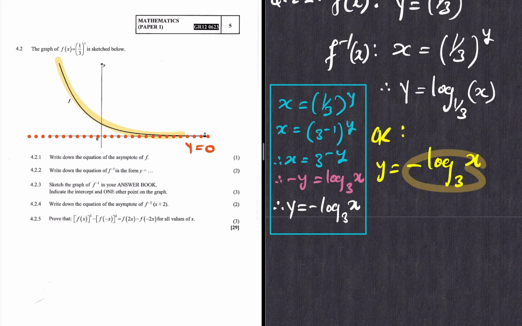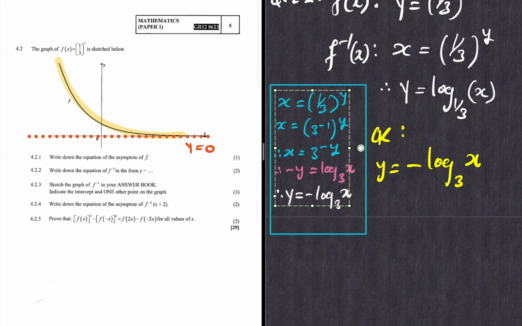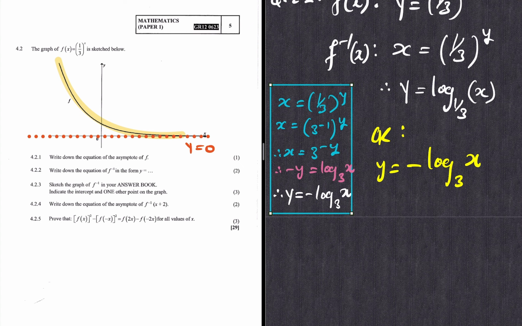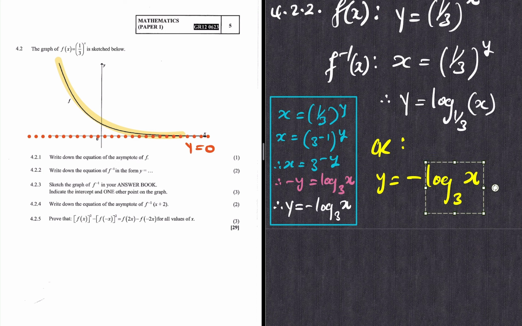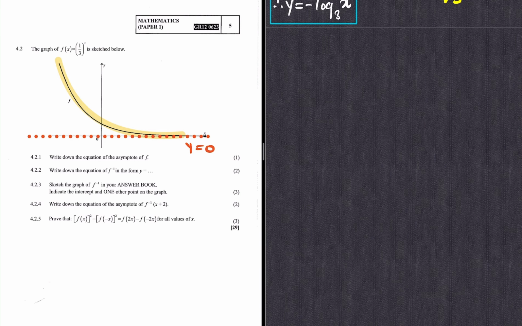That's how this is derived, but they don't want to see you deriving it because it's only 2 marks. I was just showing you where it's coming from. So y equals the log of base 1/3 of x is the same as negative log of base 3 of x. That's how we read it, by the way.